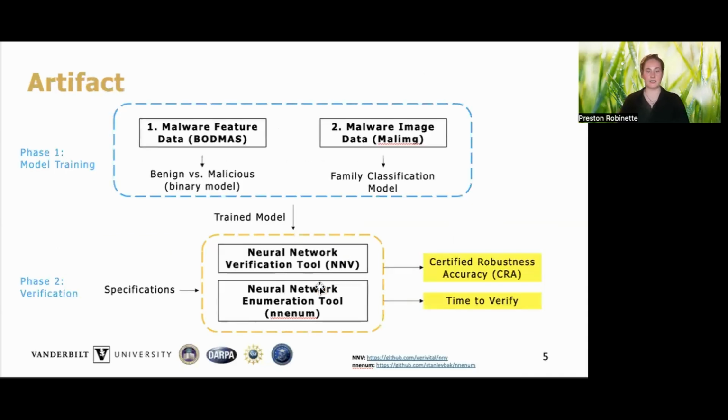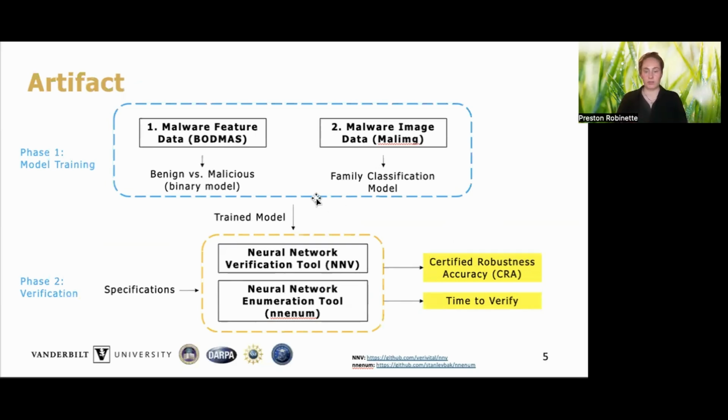Our artifact consists of two main phases. In the first phase, we look at model training. So we train binary models, models that classify whether a sample is benign or malicious, and we do this by training on the feature dataset BODMAS. For the second class of models, we look at family classification, and here we train on the image dataset malimage.